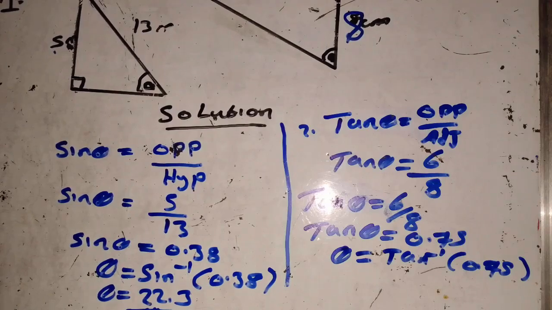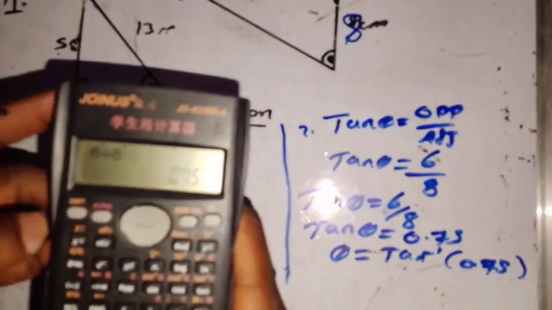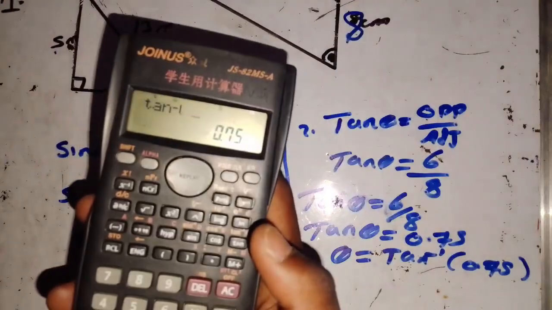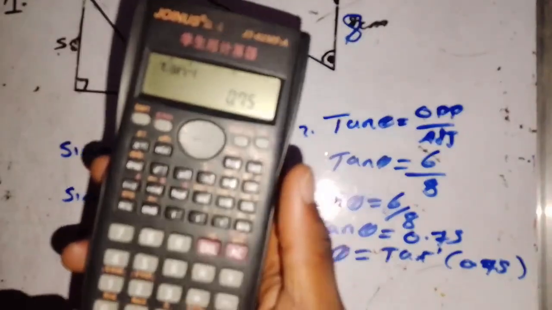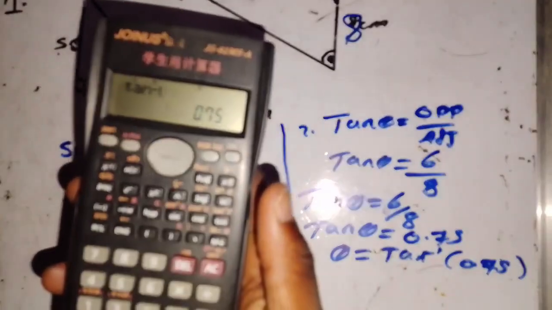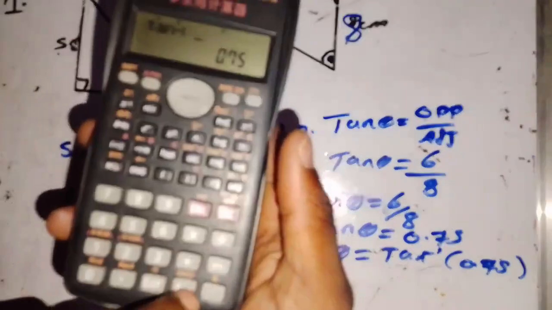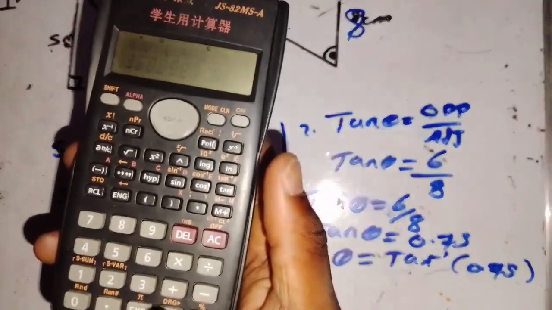To do it quickly on a calculator, you can just do tan inverse of answer. Let me teach you how. Without deleting the answer we found, 0.75, you just click on shift, then tan, and then you click on answer, the ANS. Then you click on equals.